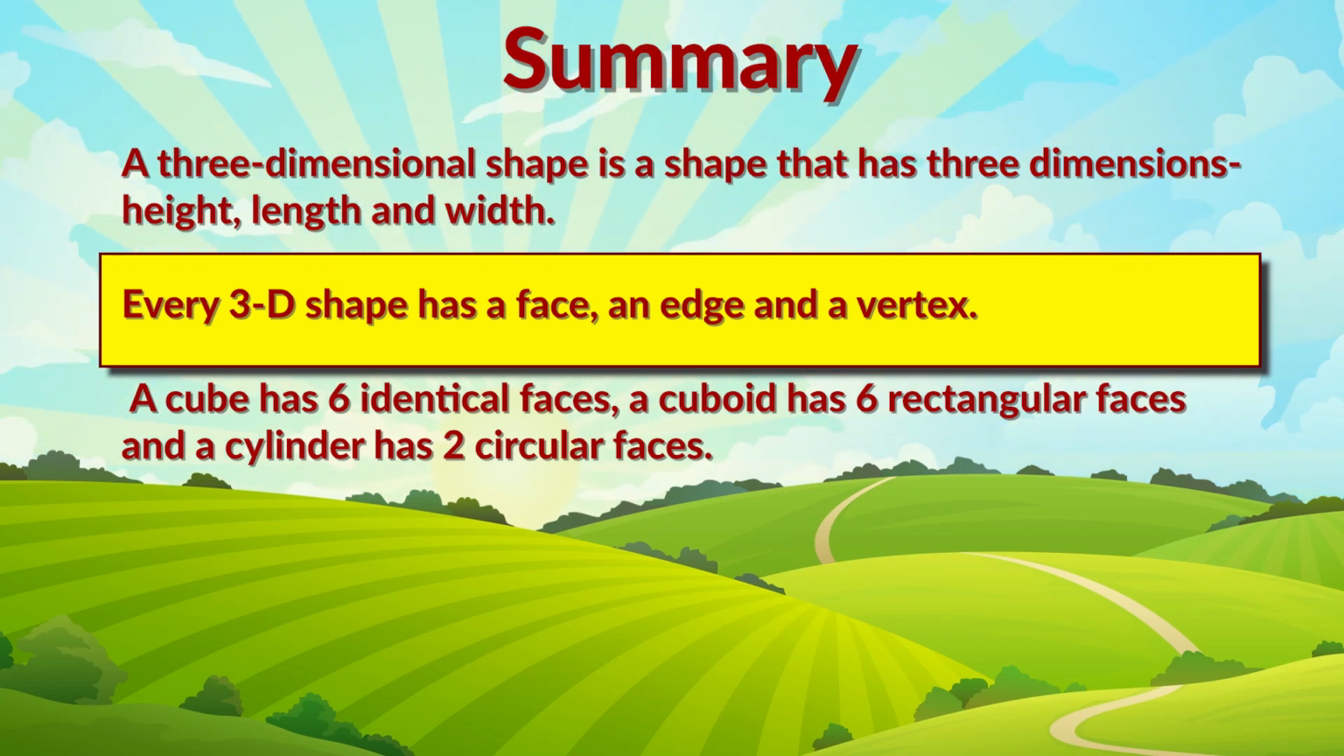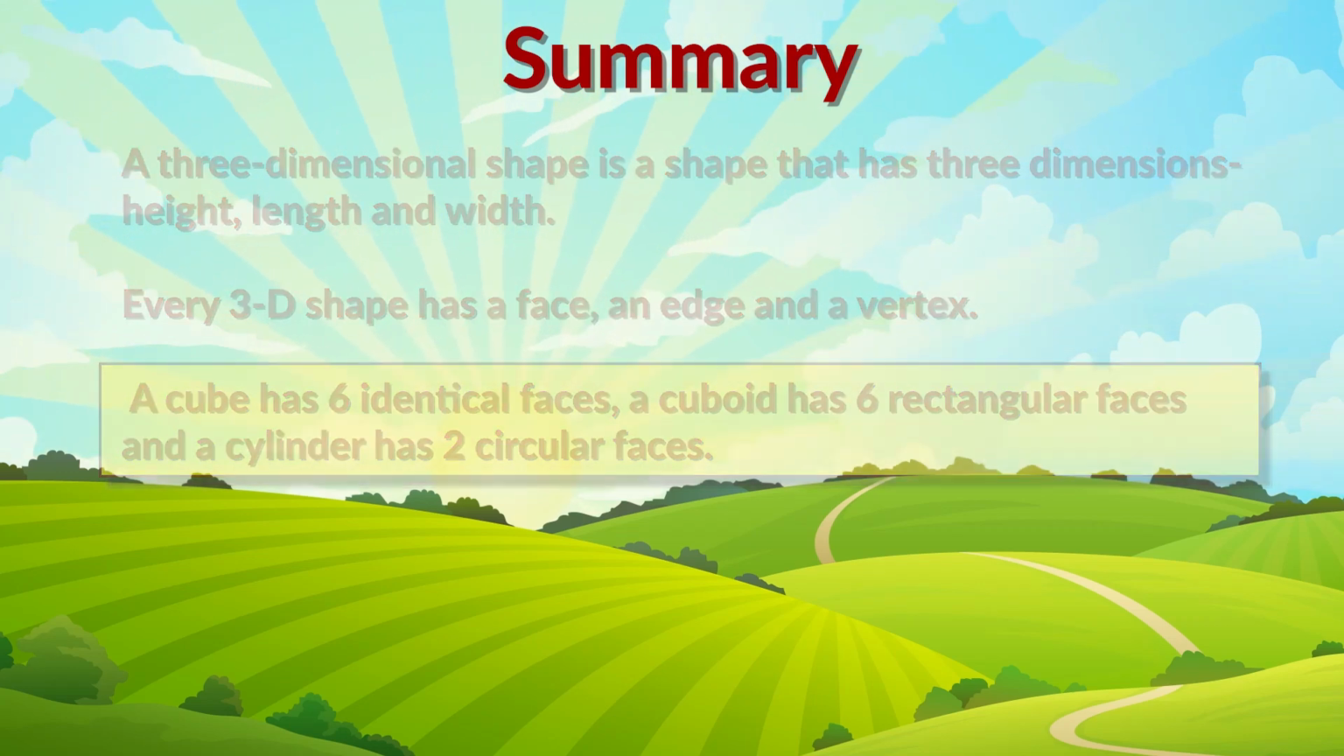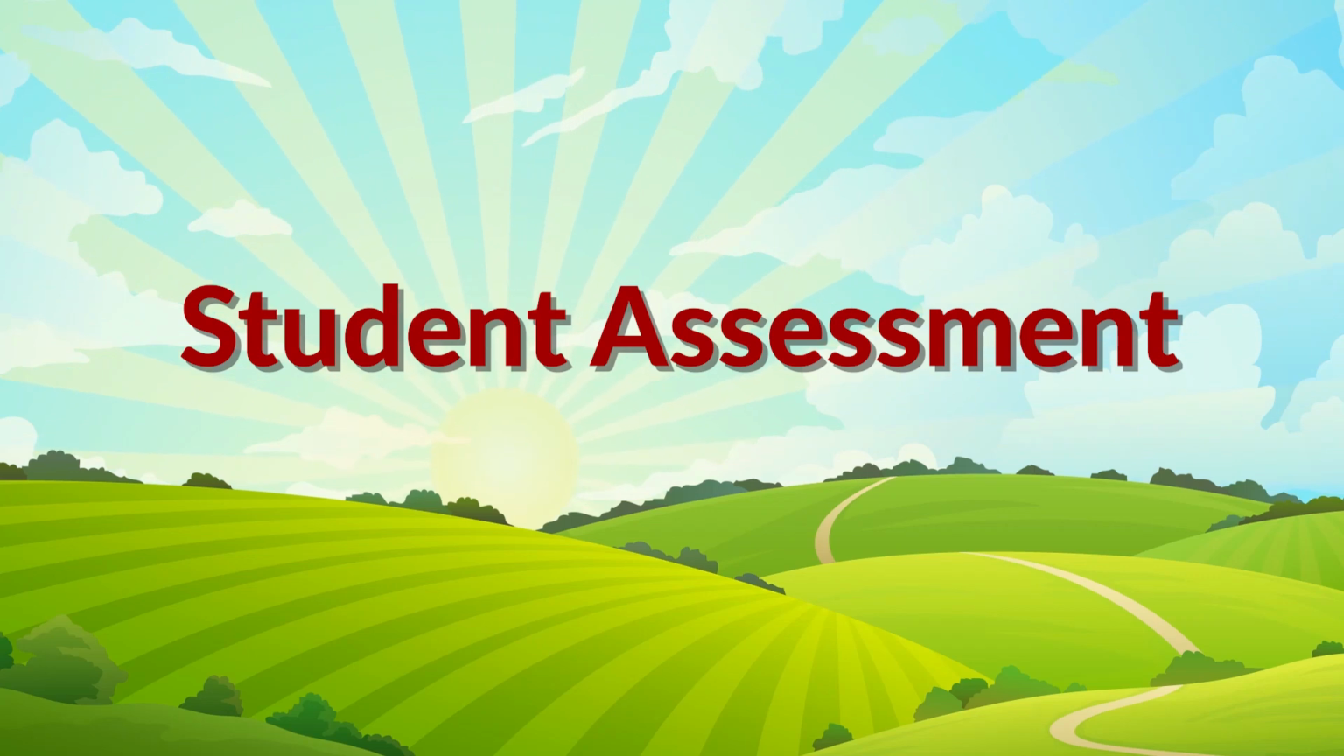We also learnt that a cube has 6 identical faces. A cuboid has 6 rectangular faces, while a cylinder has 2 circular faces. And now, it's assessment time!